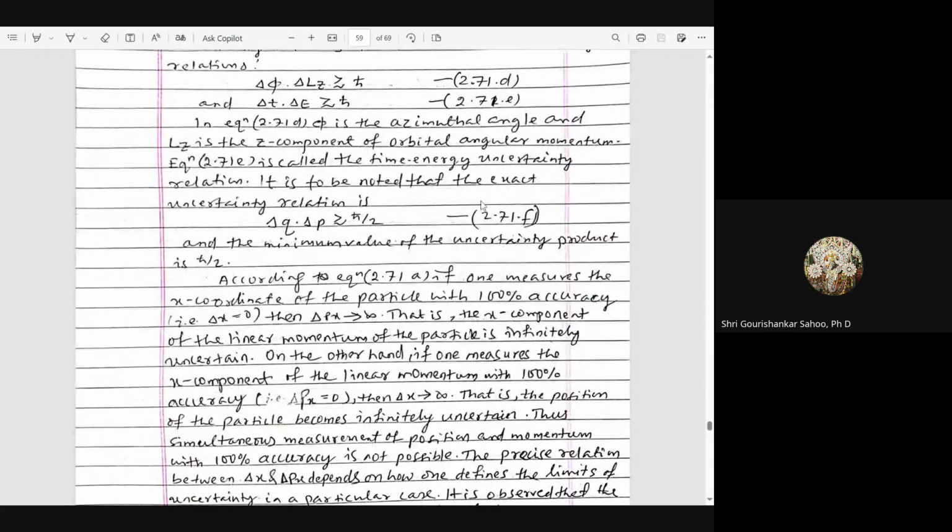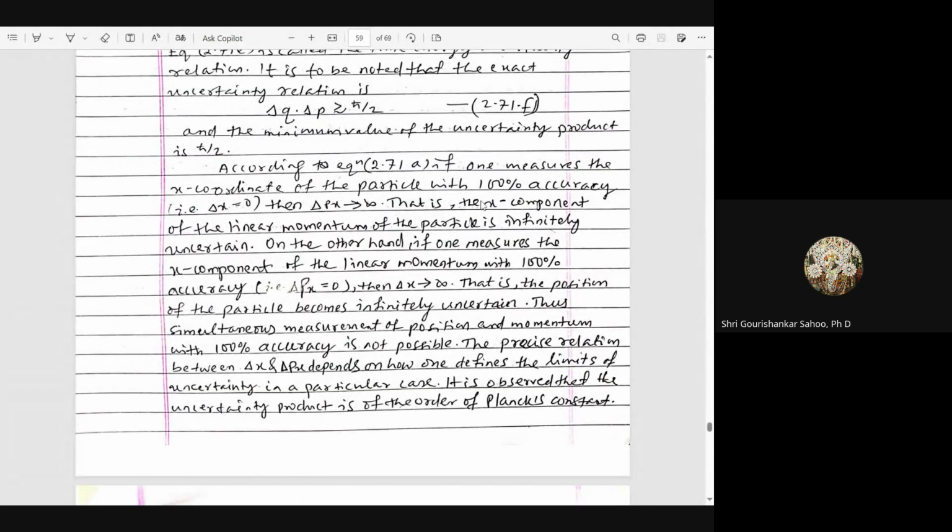So in general, del Q dot del P is greater or equal to h cross by 2. And the minimum value of the uncertainty product is h cross by 2. And if one measures the x coordinate of the particle with 100% accuracy, then del px tends to infinity. That is, the x component of the linear momentum of the particle is infinitely uncertain. On the other hand, if one measures the x component of linear momentum with 100% accuracy, that is del px is equal to 0, then del x tends to infinity. That is, the position of the particle becomes infinitely uncertain.